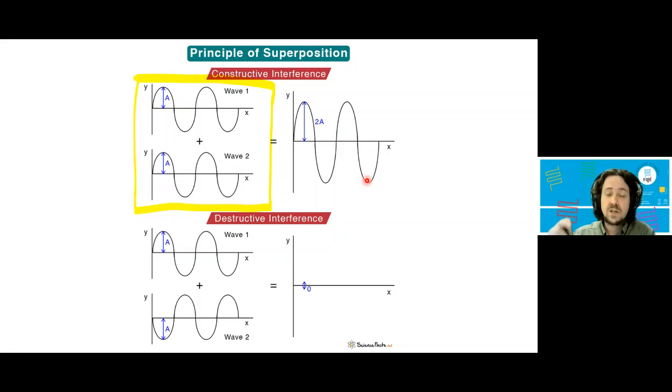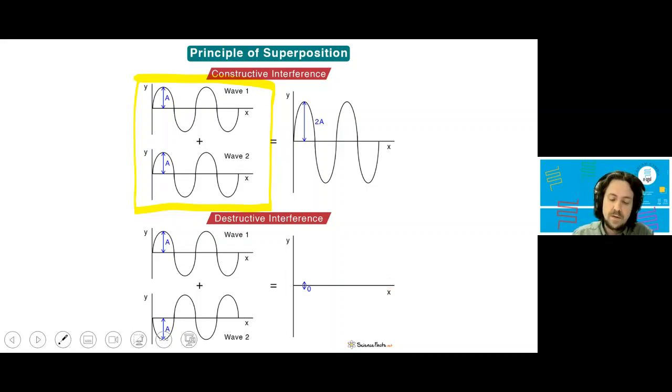We call that constructive interference. Then for destructive interference, down here, the peak of wave 1 interacts with the trough of wave 2, and those two displacements effectively cancel each other out. One is a positive displacement, the other is a negative displacement. The resultant displacement is seen here: overall, we have zero displacement. That is destructive interference, and as the name implies, the waves cancel each other out.